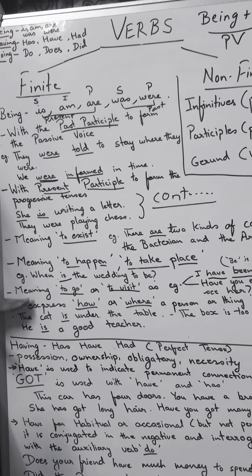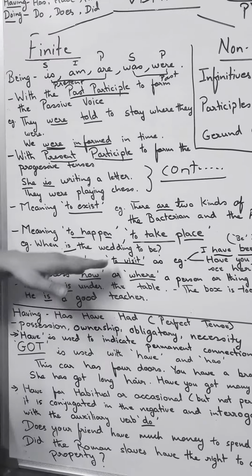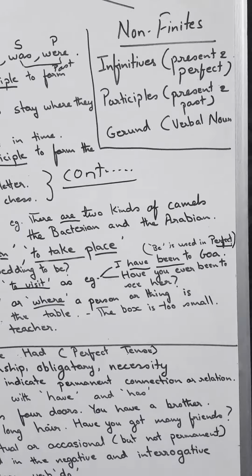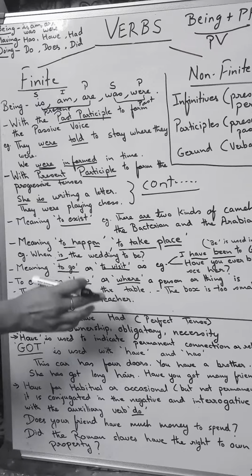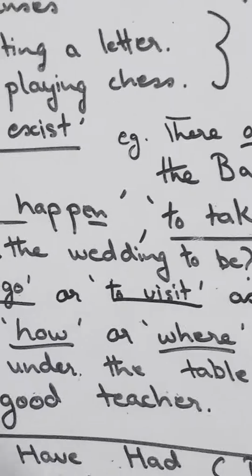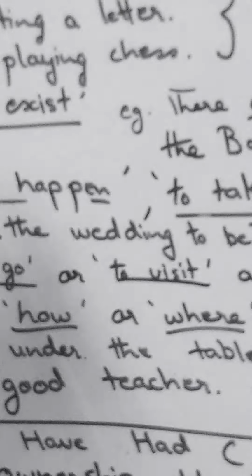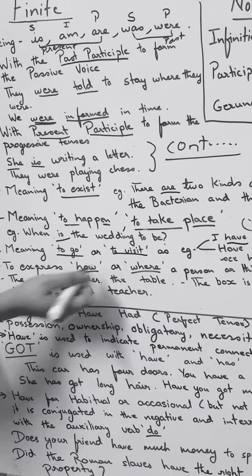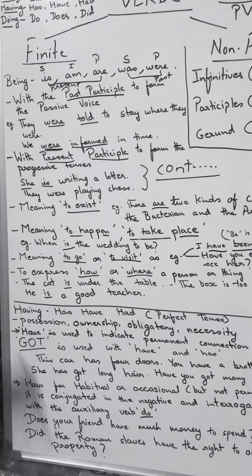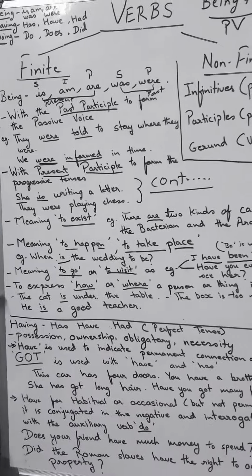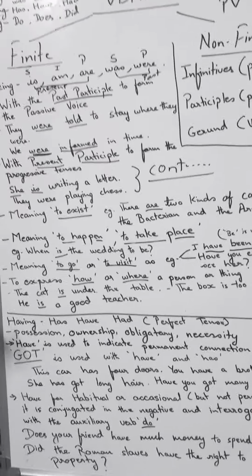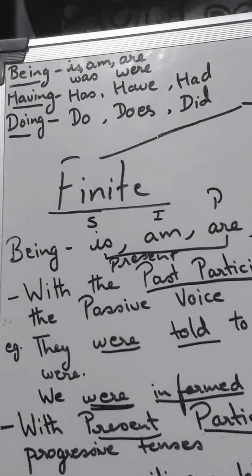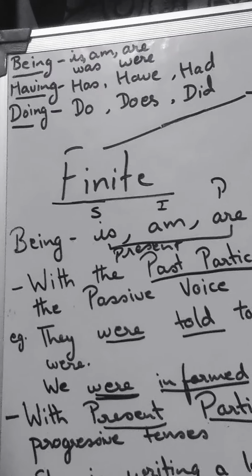Then the next meaning: to go or to visit. In this case we use it with have form, that is the perfect form. And to express how and where a person or thing is, the presence of that thing, the location, we take how and where when it answers the question how and where. Now I suppose this set of rules which justify being form will make it easy for you to understand and to place where we can use it and how we use it.